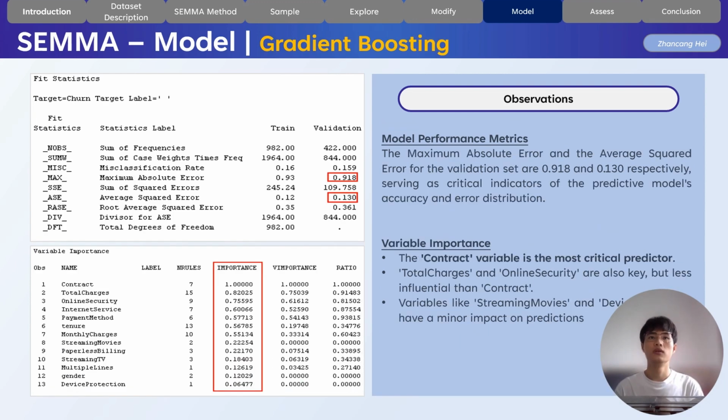So after that is gradient boosting. We found that the maximum absolute error of the model is 0.918 and the average square error is 0.130. So showing the prediction accuracy, contract is the most critical predictor, followed by total charges and online security. And then the streaming movies and the device protection have relatively little impact.